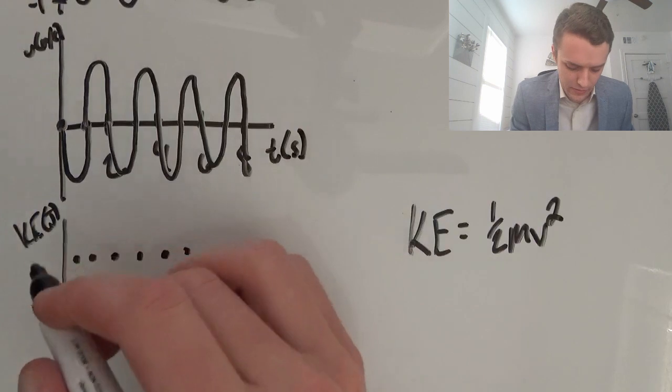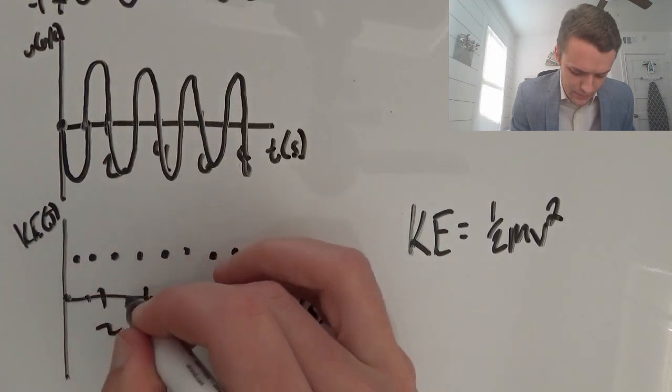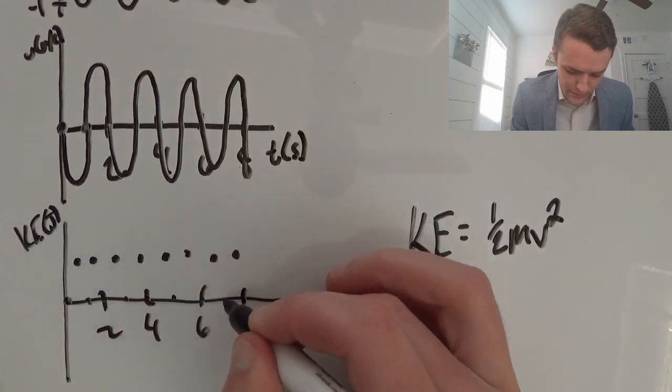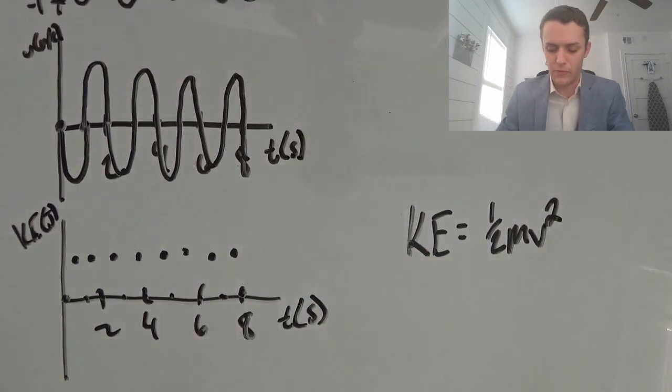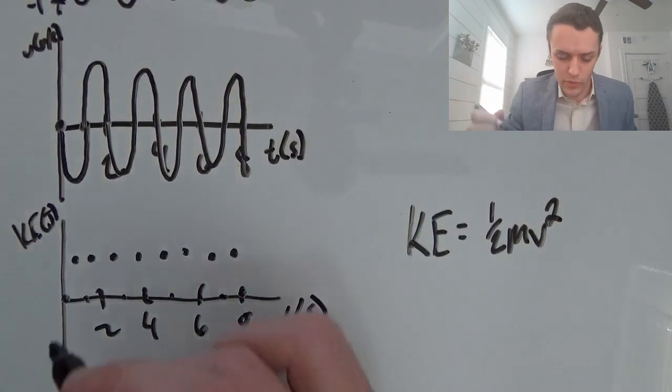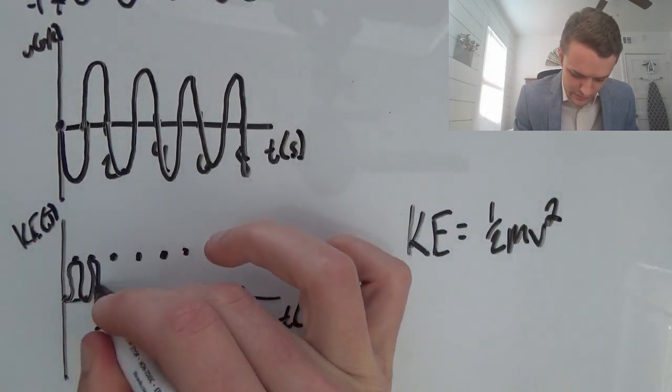So that's at every second, right? 0, 1, 2, 3, 4, 5, 6, 7, and 8 should have a zero because it's got zero speed. If you plug a zero here, you get a zero for the kinetic energy. So we just connect. So your graph looks like this.